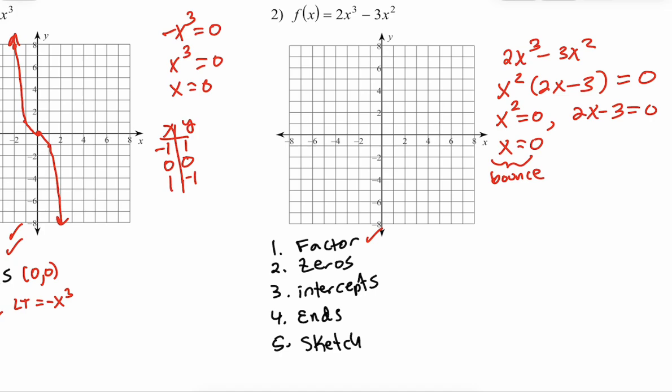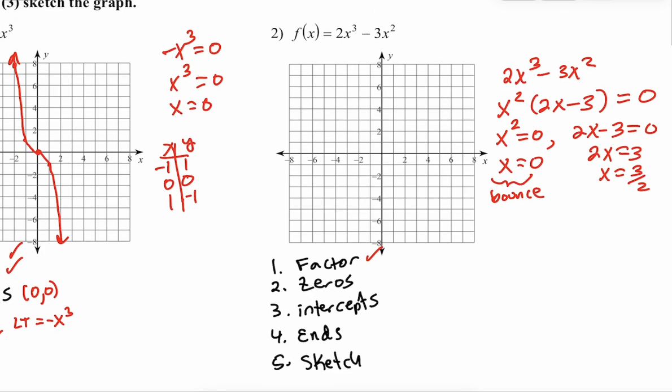Watch what happens to the 2x minus 3. It becomes 2x equals 3. So it does change that sign on the 3, but you do have to divide by 2. There is no bounce at 3/2. We're going to go through that point. So now we know the zeros.